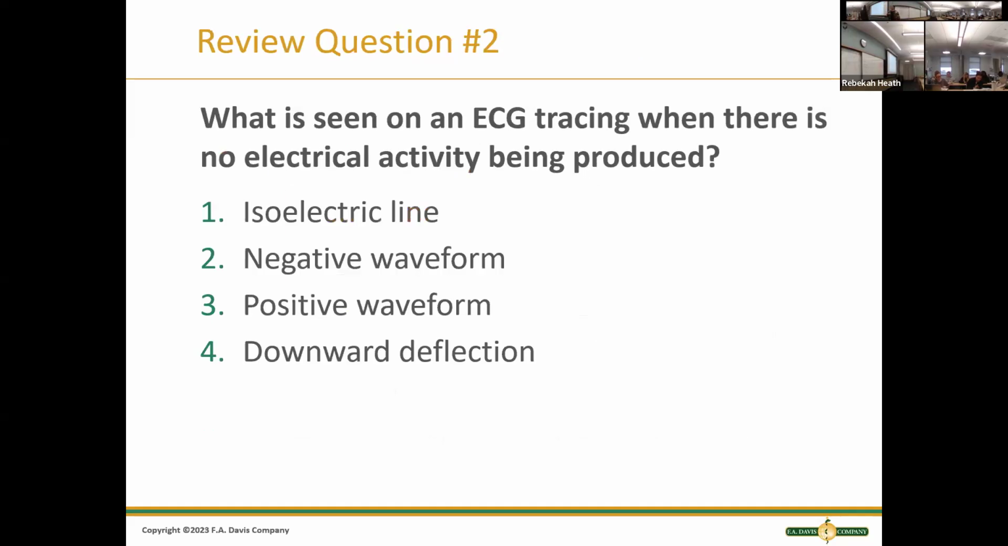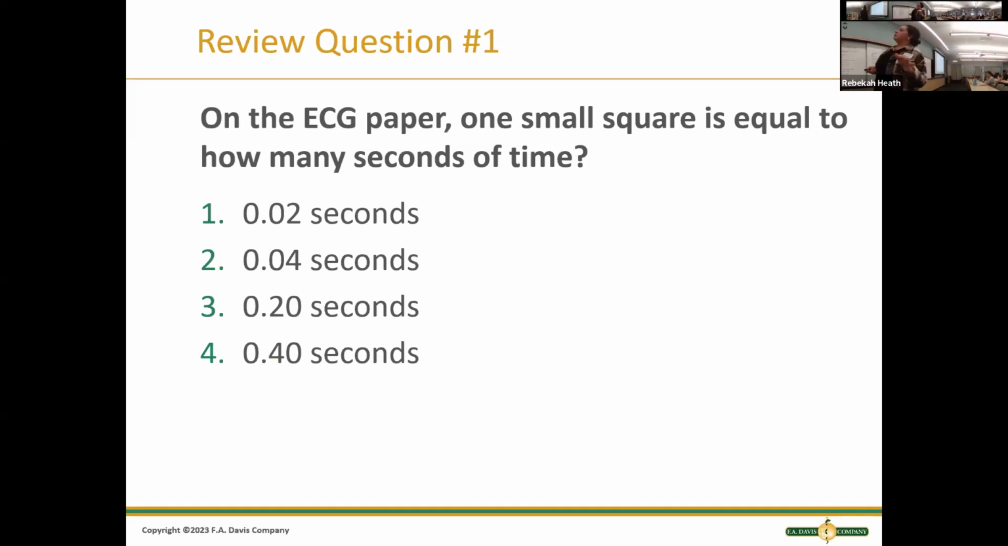All right, we talked about the graph paper. Think back to our reading. When there's nothing happening on this tracing, it's just a flat line. You remember what that's called? Isoelectric line, when the EKG is just in that flat area. I guess I have to draw something out.